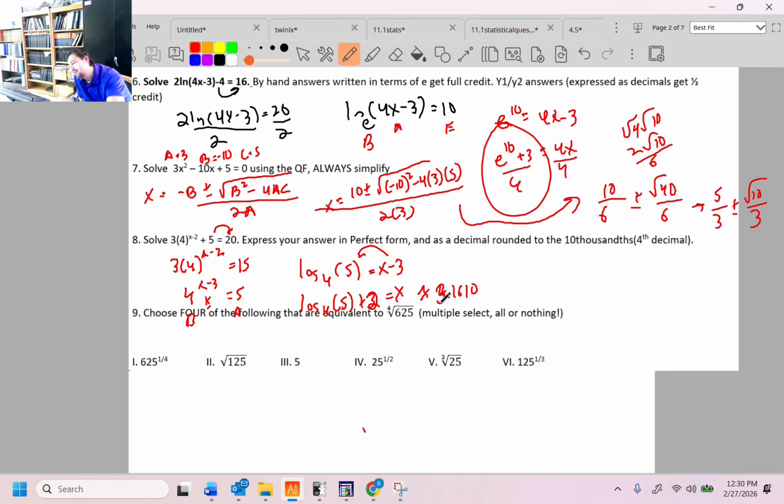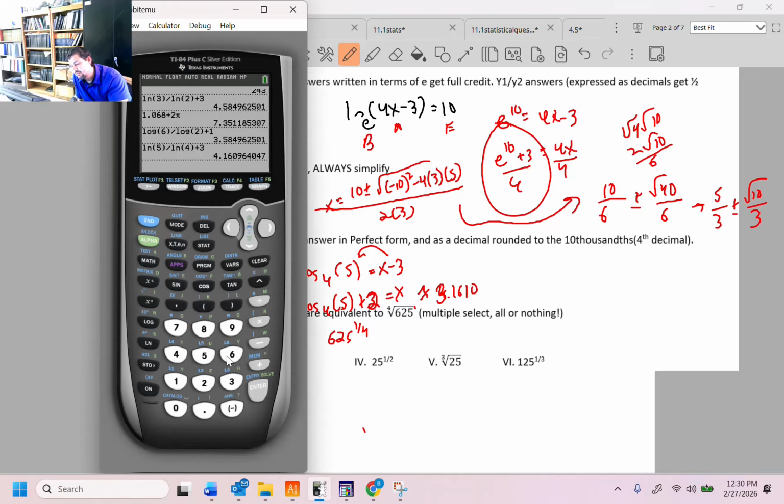Choose 4 of the following that are equivalent to the 4th root. Now, you have to know your power over n notation to do this problem because, God bless you, you probably don't know what the 4th root of 625 is. That's the dude you push a button on in a calculator. Like, you had to get this one to get the rest of them because your number sense, lacking. That's all I can say. Extremely lacking.